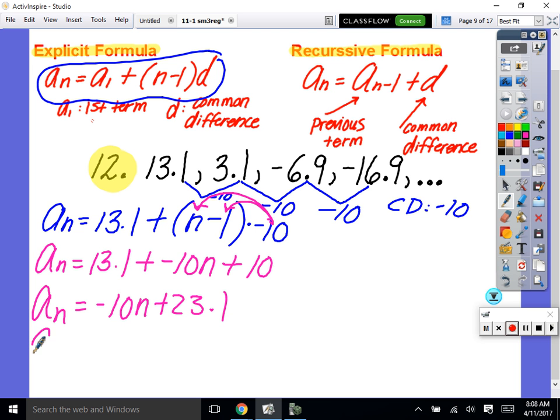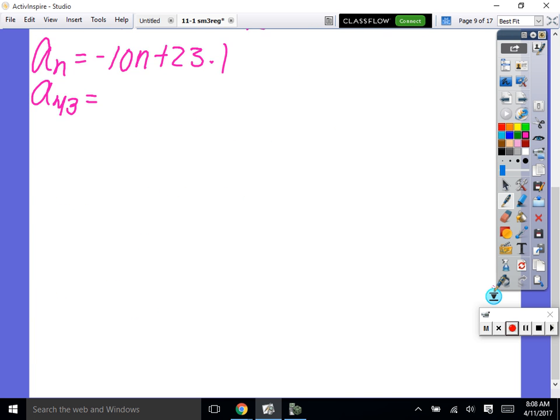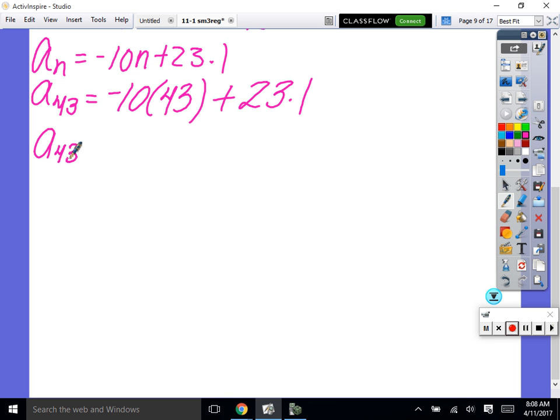So now we want to find a sub 43. So let's plug that in. The 43rd term. Okay, awesome. So a sub 43, I think on mine I got negative 406.9. Is that what you said? Yeah. Perfect. Negative 406.9. So the 43rd term is negative 406.9. Once again, you would not have wanted to sit and subtract 10 a million times. Well, to be exact, 43 times till you got there, because that would take you all day long. Okay, any questions on this?